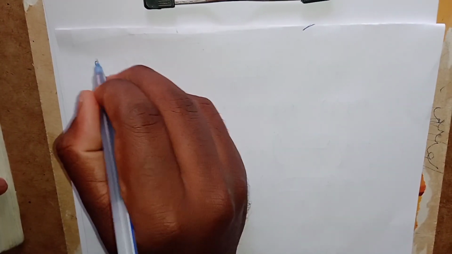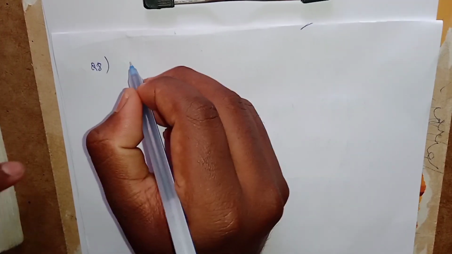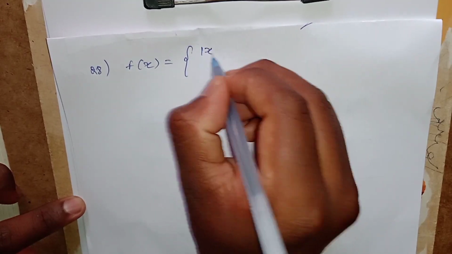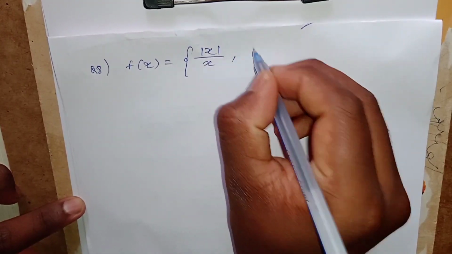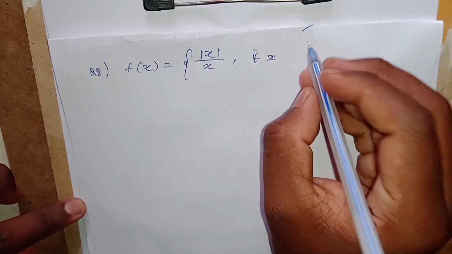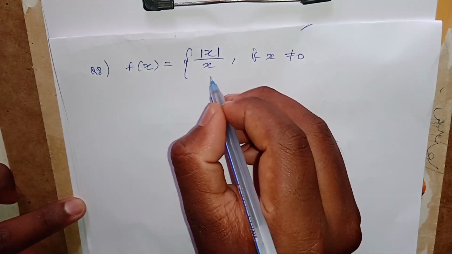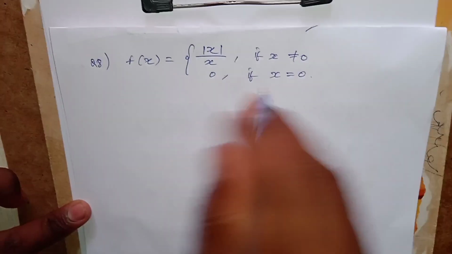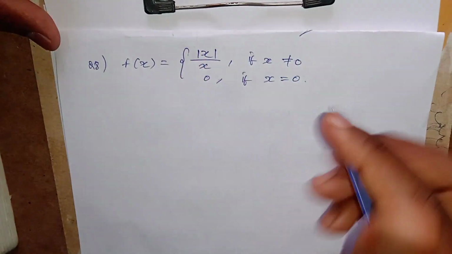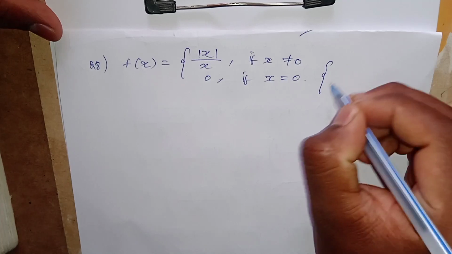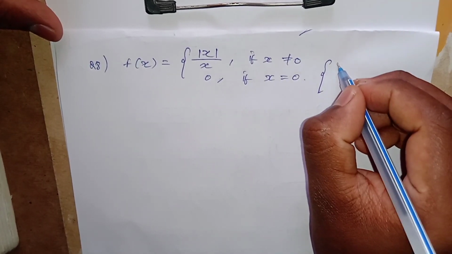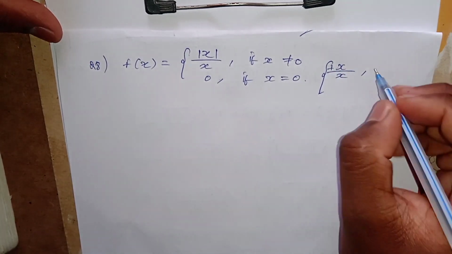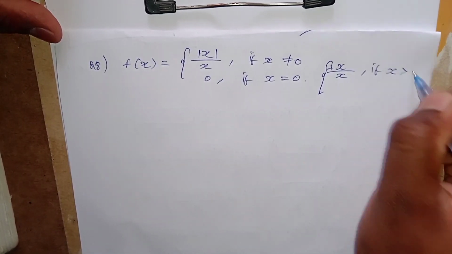Question number 8. f of x is equal to modulus of x divided by x if x is not equal to 0, and 0 if x is equal to 0. Here, for the modulus function you have to take both values. Plus x divided by x, here positive terms if x is greater than 0.